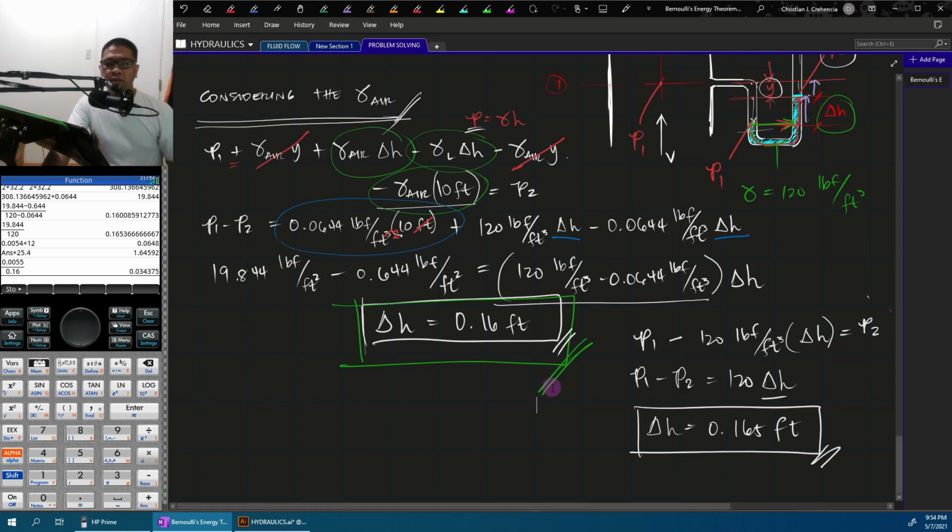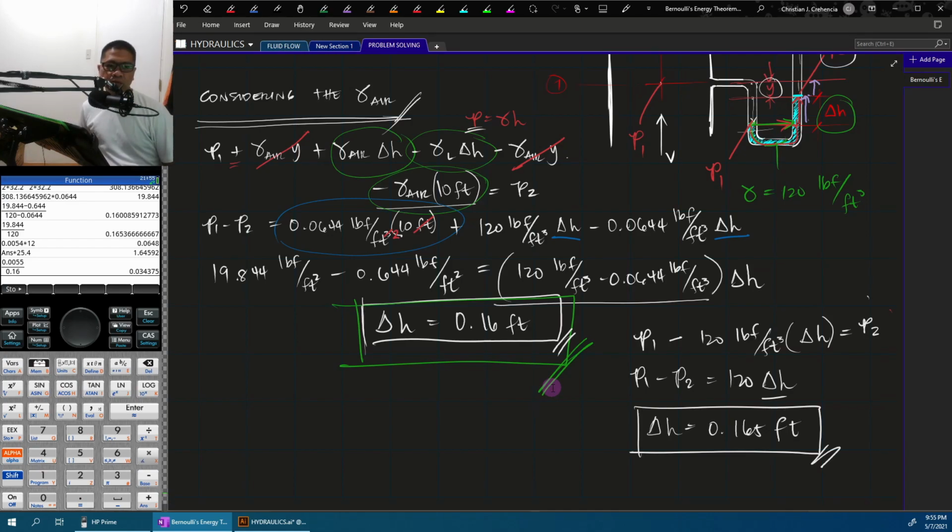Okay. So, that's it for this set of problems. So, pipilitin kong humanap ng time para makapag-create pa ako ng marami pang examples, no? Kasi medyo maraming problems sa Bernoulli's energy equation. Nagawa ko na ng mga problems involving yung mga pump and turbine.